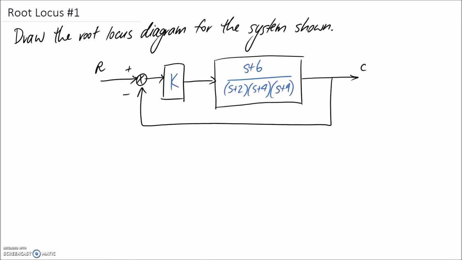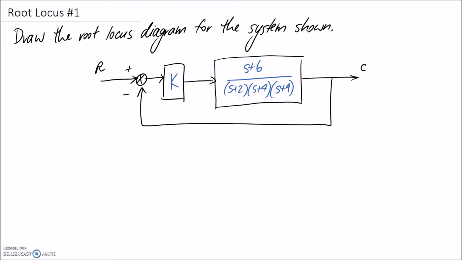So for this question, we're asked to draw the root locus diagram. Our system just consists of a controller, K, and of course the root locus diagram is going to be plotting where the poles and zeros of our system move to as we vary what the number in here is, K. And this here is the plant, or the system that we need to control's, transfer function.